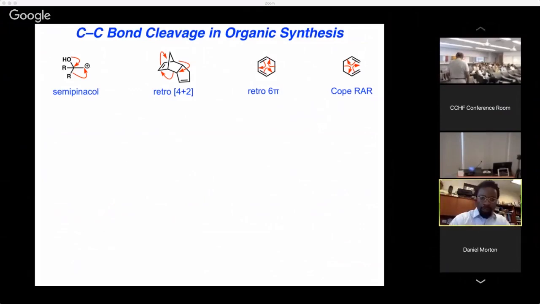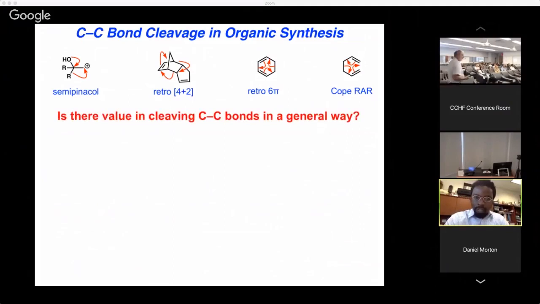And by far, the most historically relevant carbon-carbon bond cleavage reactions in organic chemistry have to do with cases where you have either a functional group that's proximal to the bond that's being cleaved or a latent functional group, for example, a double bond being proximal to the bond that is being cleaved. And so we asked the question whether there's any value in cleaving carbon-carbon bonds in a general way, even in cases that might be devoid of the traditional functional groups that we think about.